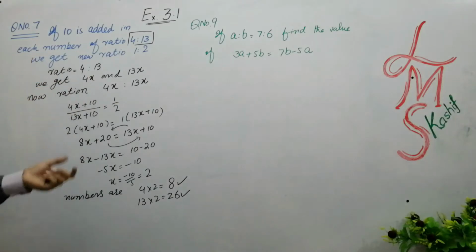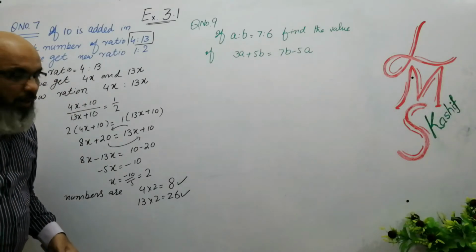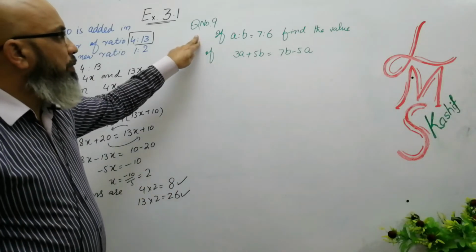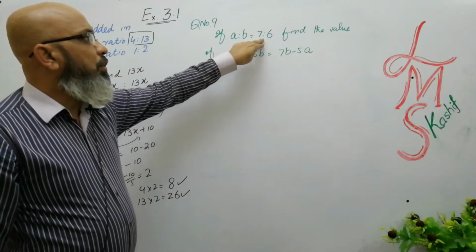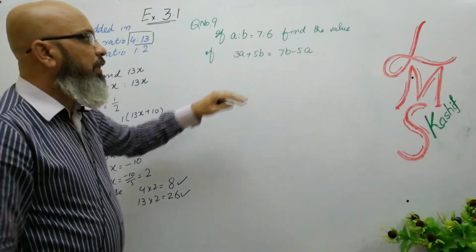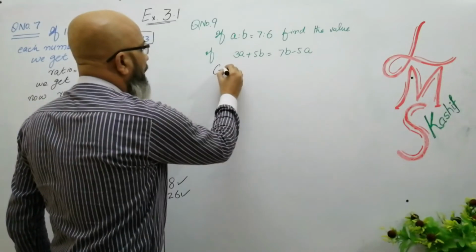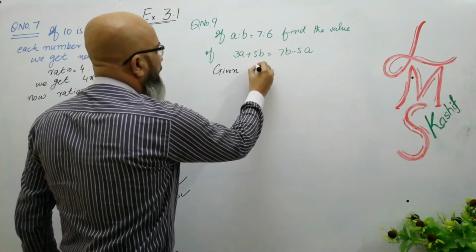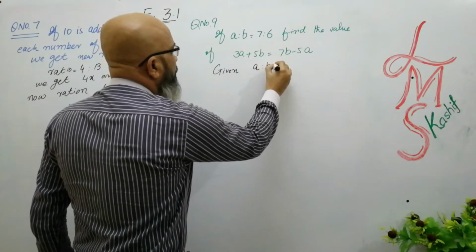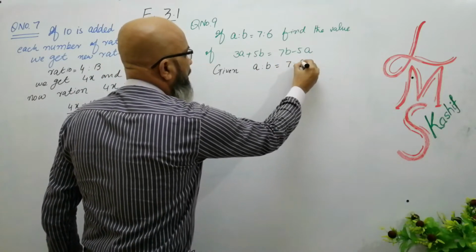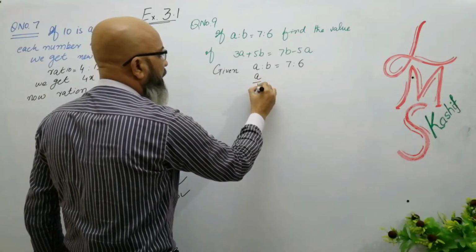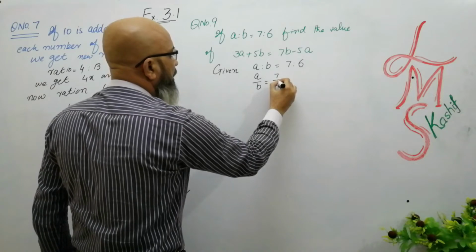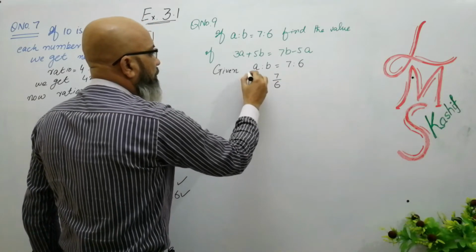Similarly, the question number 6 you can do at your home. So now come to the next question, question number 9. In this question, A ratio B is equal to 7:6. The given thing is that A ratio B is equal to 7:6. So first write this into fraction form. A ratio B is equal to 7/6.